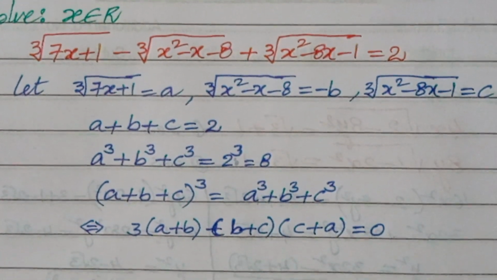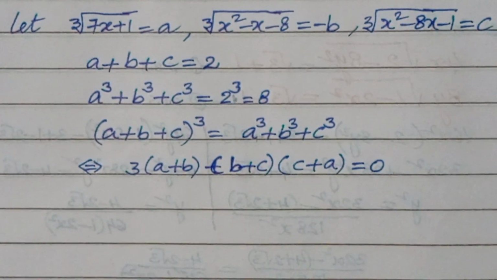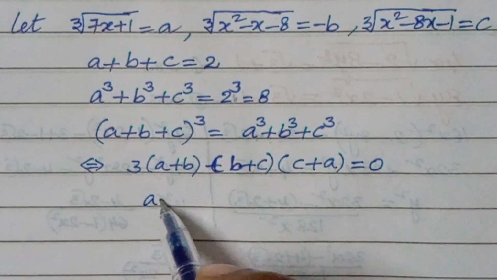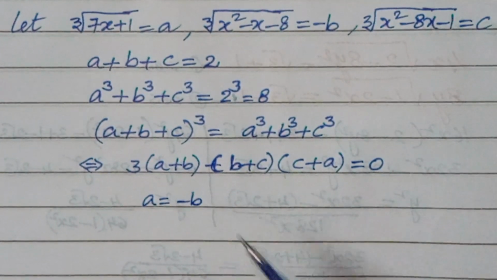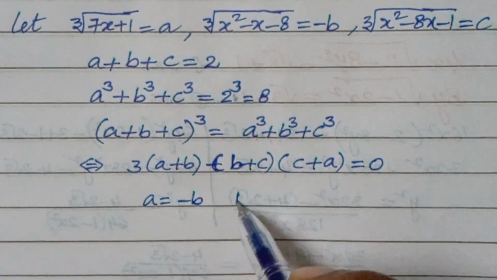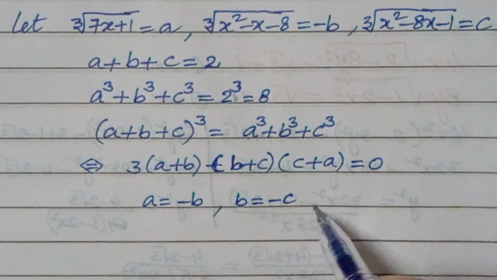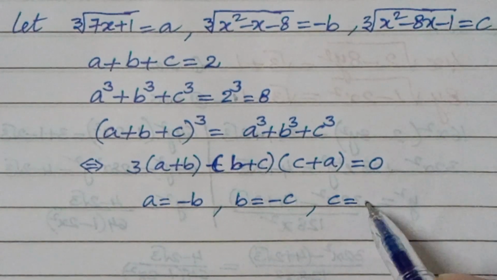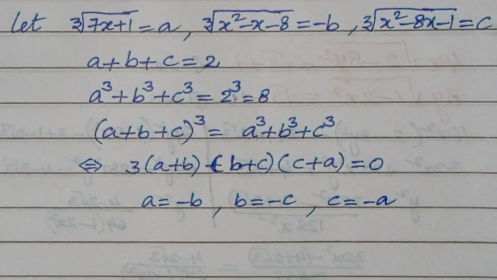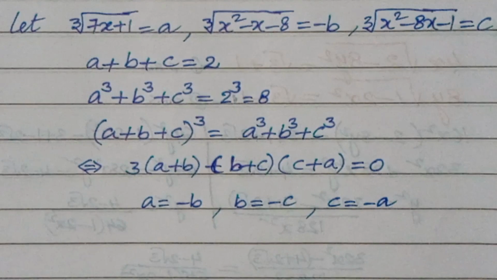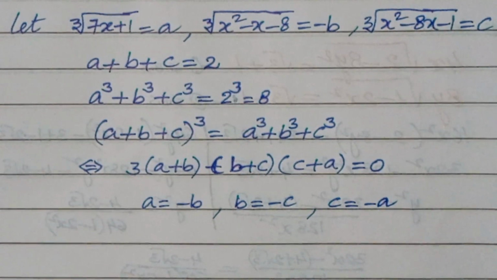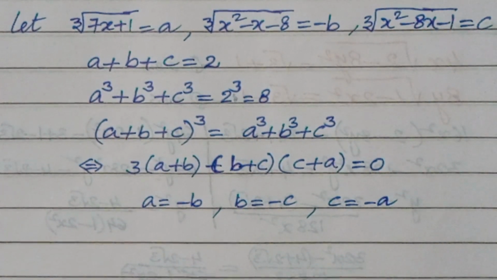From this you will get a is equal to minus b, or b is equal to minus c, or c is equal to minus a. Now substitute the values of a and b.